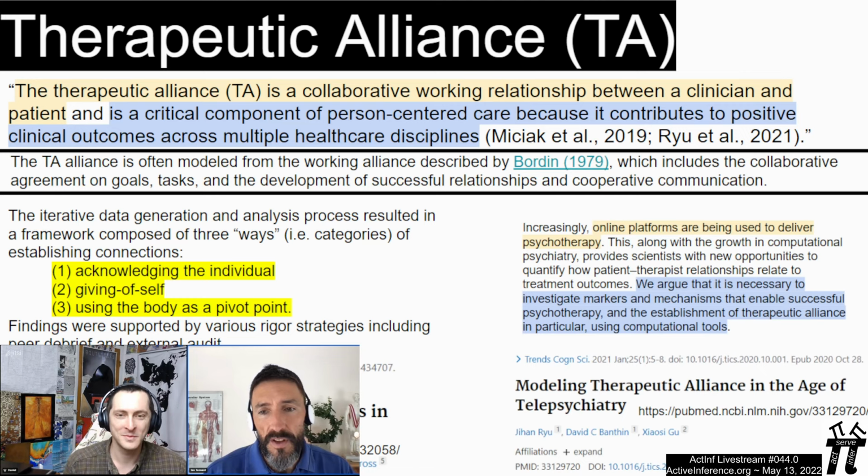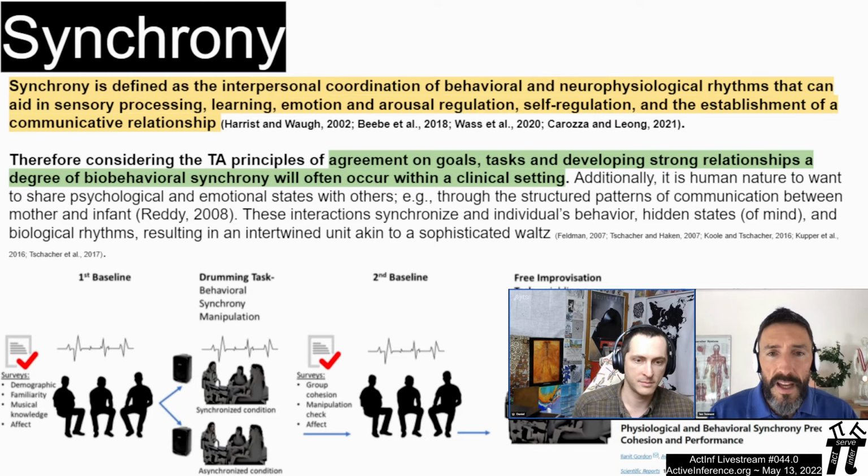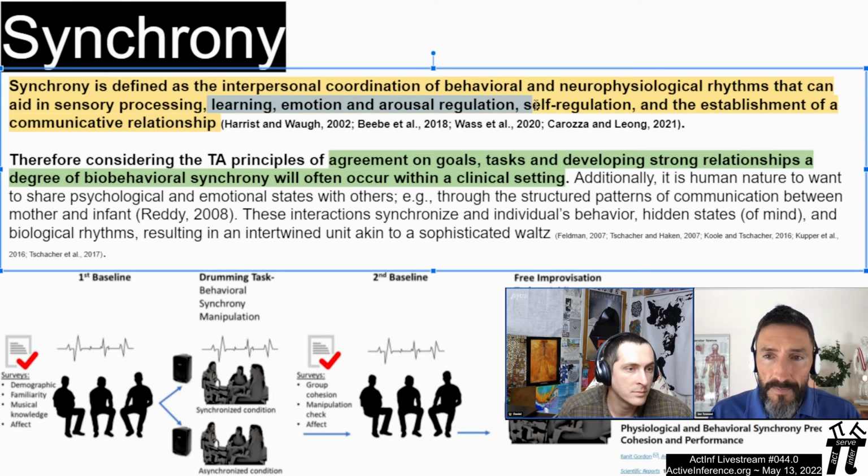Great. So on to Synchrony. What is Synchrony and how is it being used here? So the definition in the paper, Synchrony is defined as the interpersonal coordination of behavioral and neurophysiological rhythms that can aid in sensory processing, learning, emotion and arousal regulation, self-regulation, and the establishment of communicative relationship.